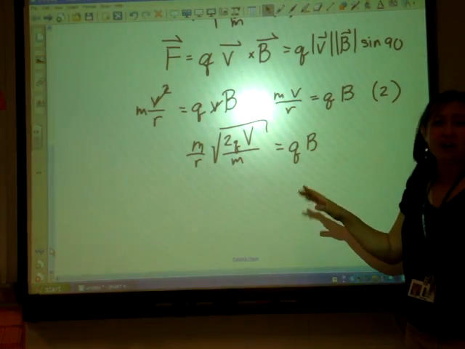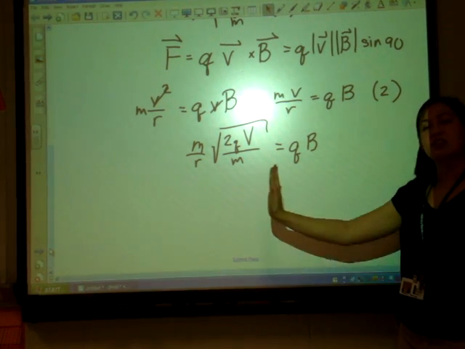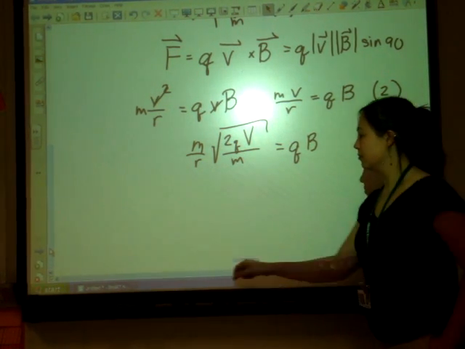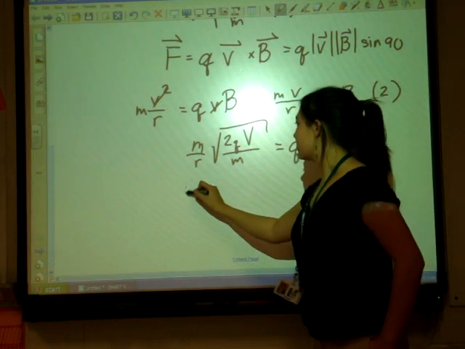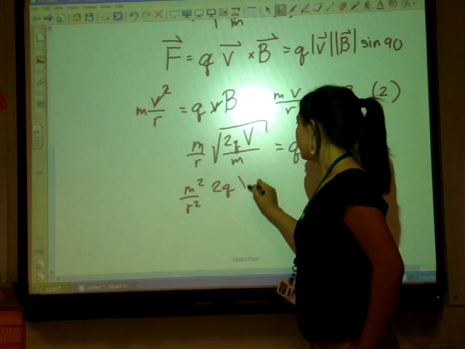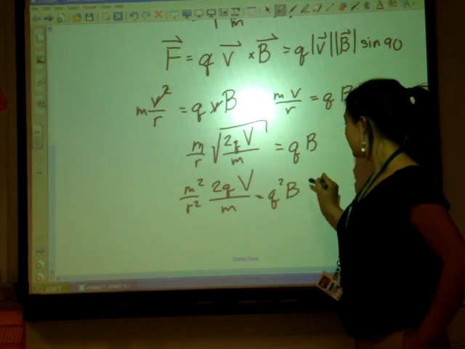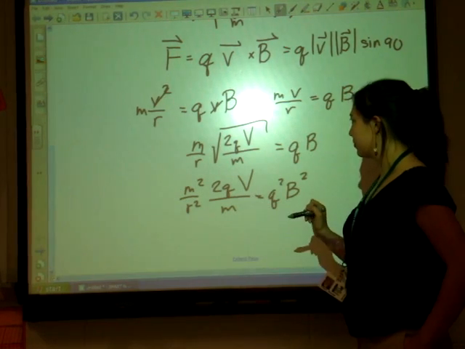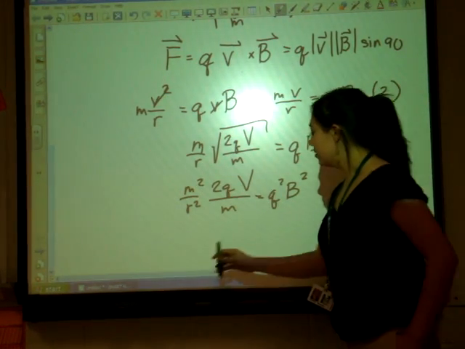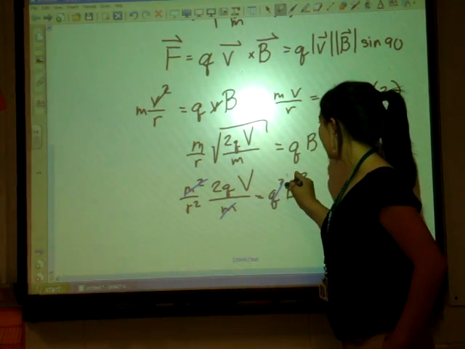This is all good except that I've got that silly little square root sign in there. So what I'm going to do is take the square of both sides of the equation. That gives me m squared over r squared times 2qV over m equals q squared B squared. Now, I'm going to cancel some good things out. m's go away, q's go away, leaving one of each.